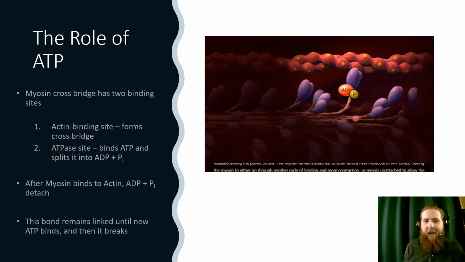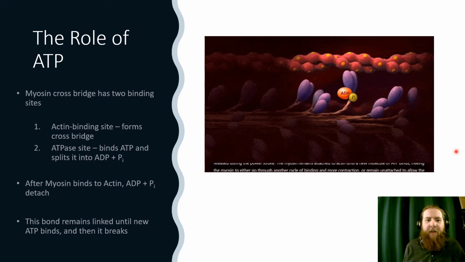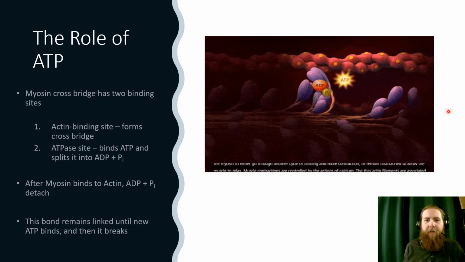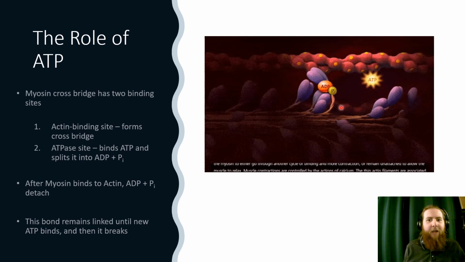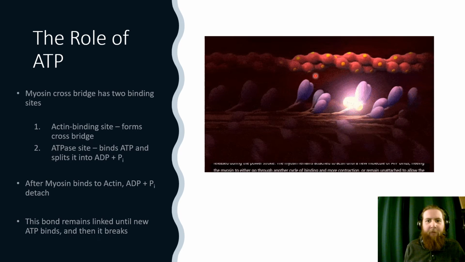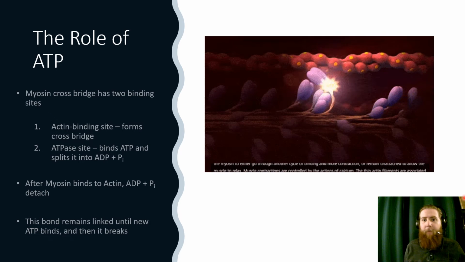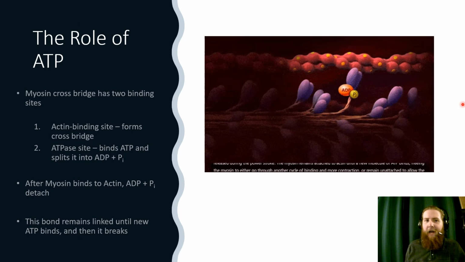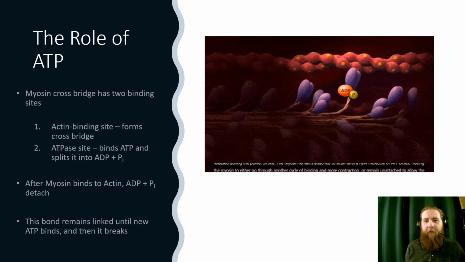After myosin binds to this actin, ADP and Pi detach, and it leaves it ready to have a new ATP molecule bind. And when that new ATP molecule binds, that's when this cross bridge breaks, and the process is able to start over again, and that's able to shorten more. It's able to move to the next actin binding site and continue to bind its way and walk down this molecule.